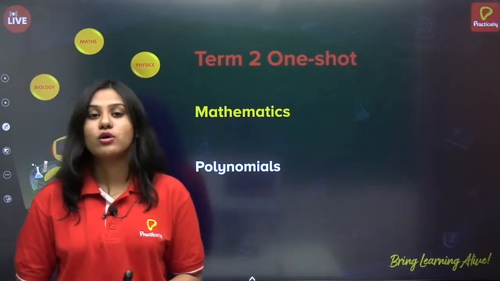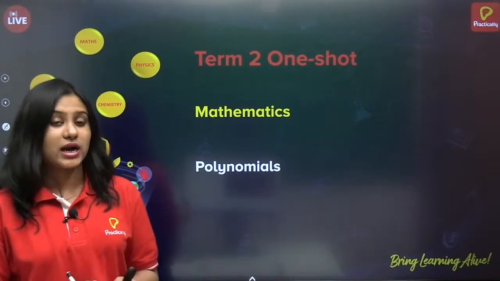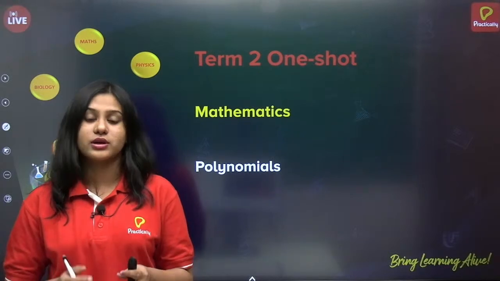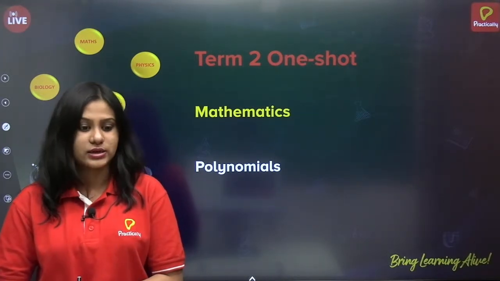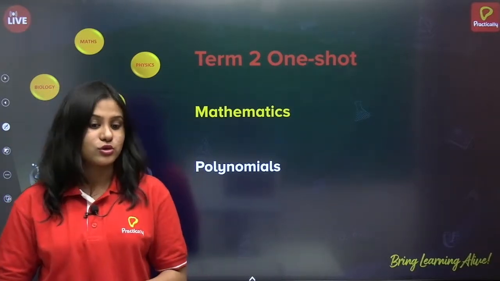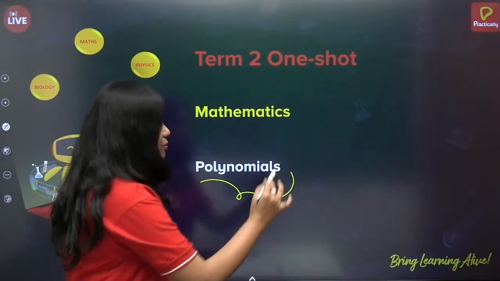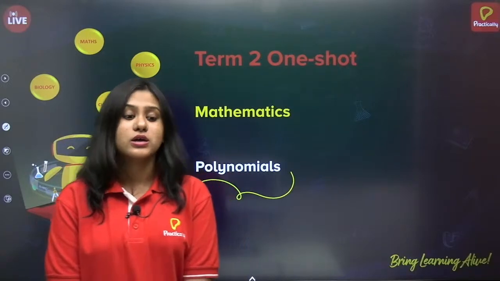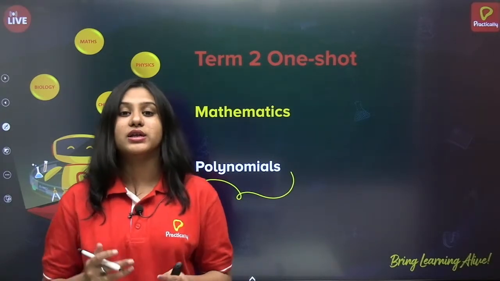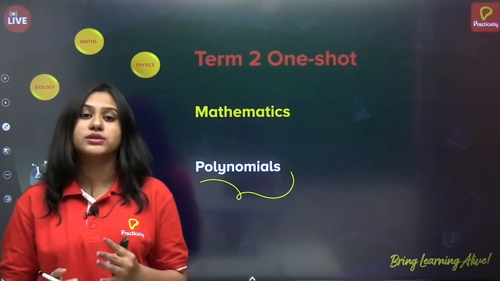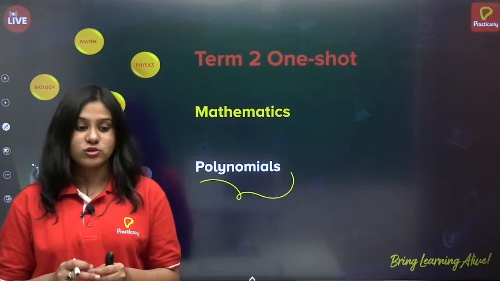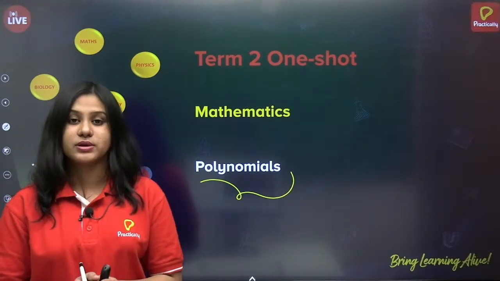Alright. So, as you all are aware, we have started this Term-2 one-shot where we will be covering the entire chapter in 1 to 1.5 hours or 2 hours, correct? So today for class 9, this is the first mathematics class for you. Today we will be discussing the chapter Polynomials. We will cover the entire chapter, see all the subtopics and also an example for each. I hope the screen is clearly visible and I'm audible enough.